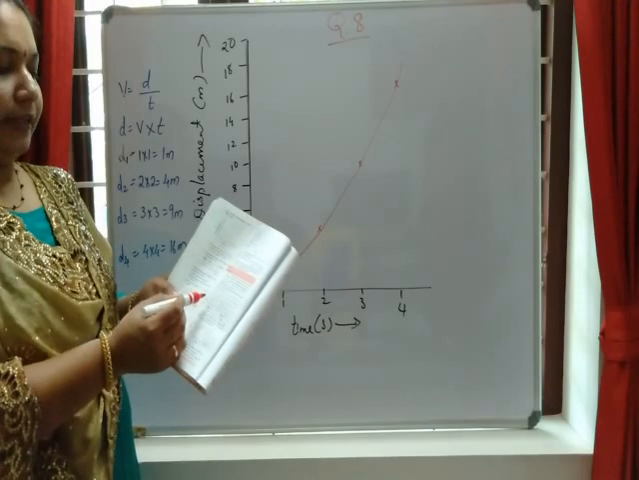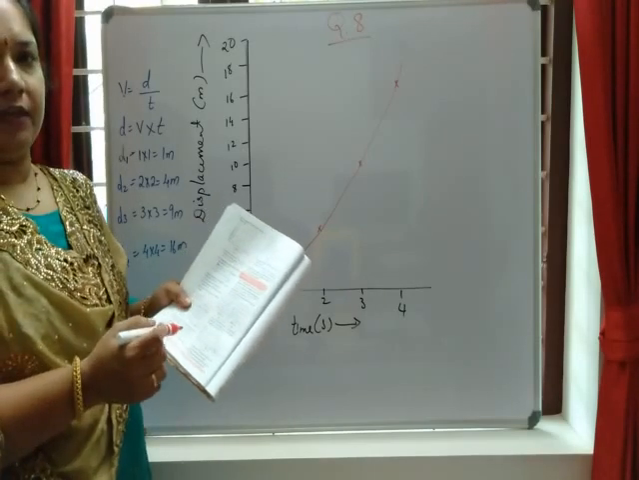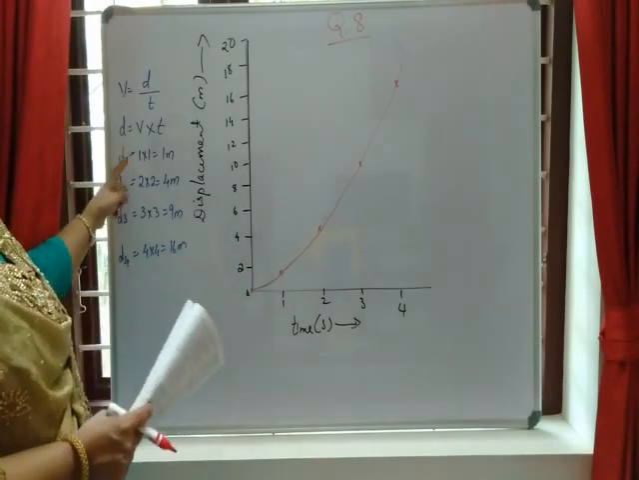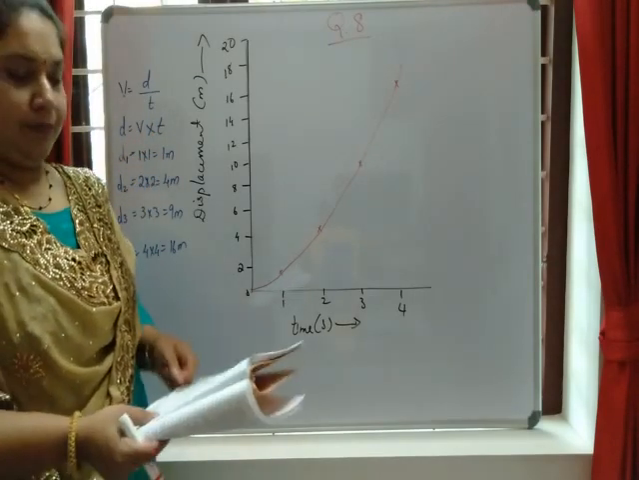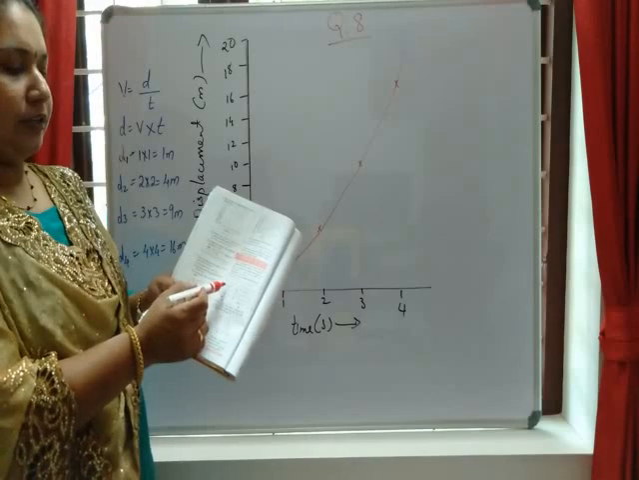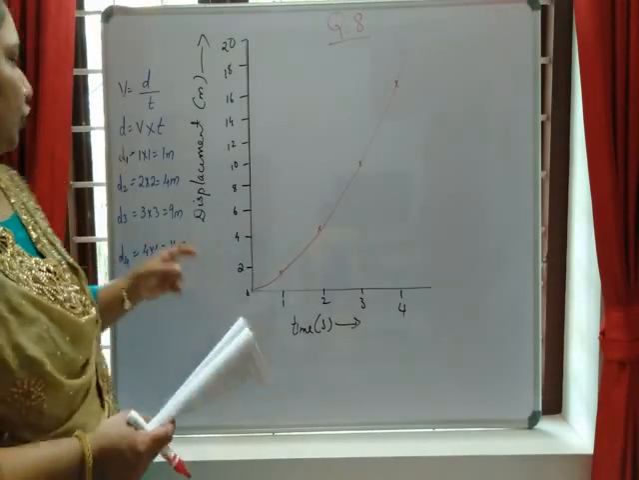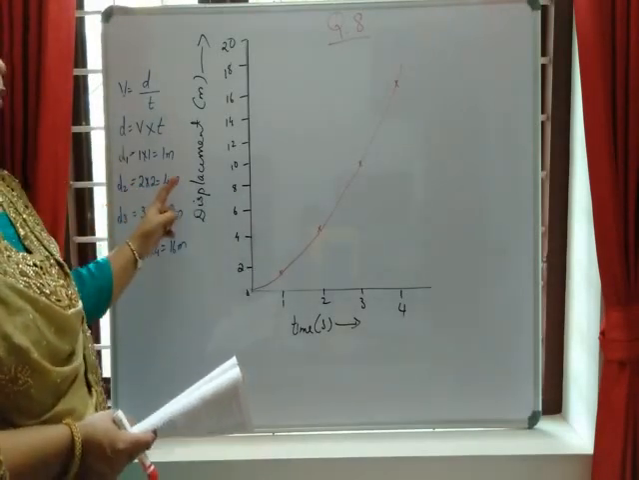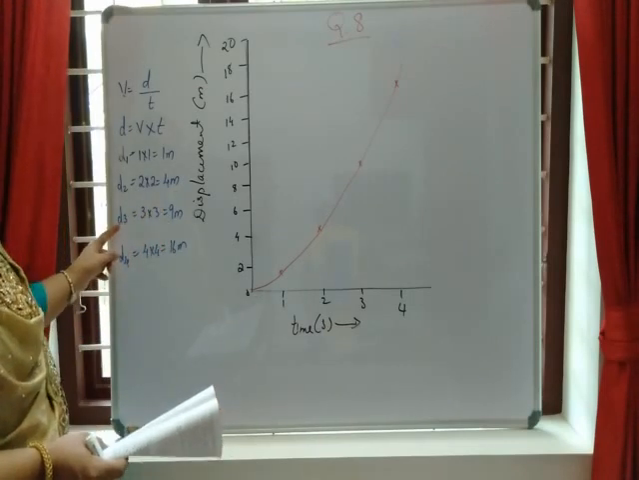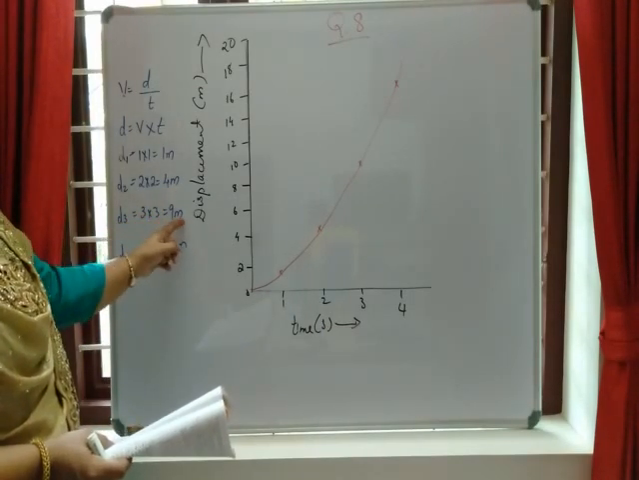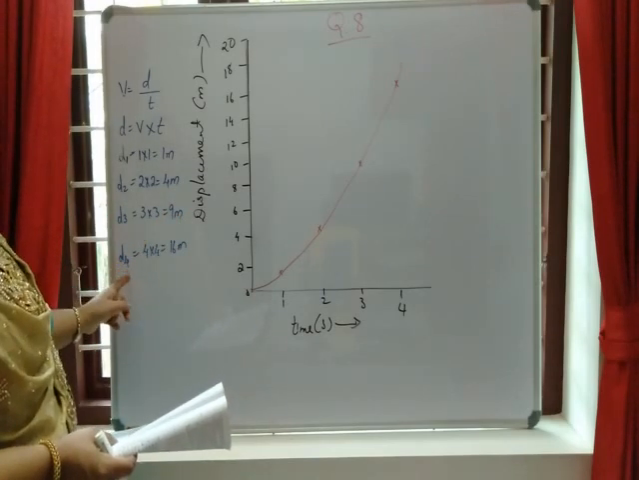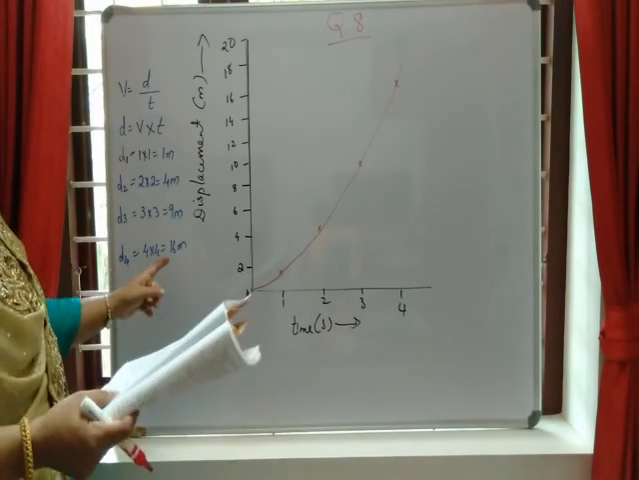At the first second, the velocity is 1 meter per second. So displacement is velocity into time, 1 into 1, you will get 1 meter. At the second second, velocity is 2 meter per second. So again displacement is 2 into 2, 4 meter. Same way, displacement at the third second is 3 into 3, 9 meter. Displacement at the fourth second, 4 into 4, 16 meter.